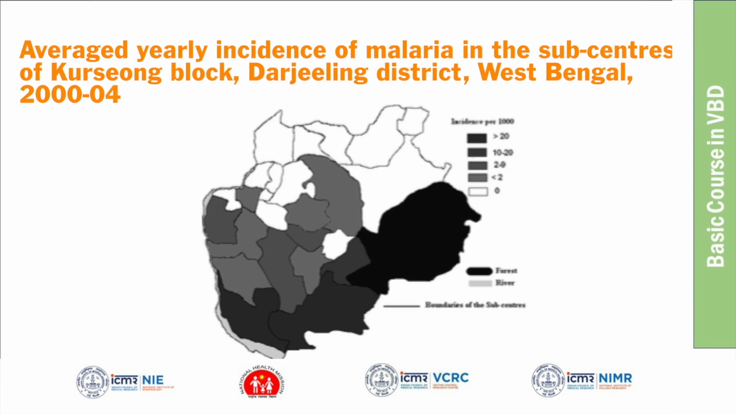The next use is the geographic distribution of the disease. We can see the locations where the number of cases is very high. Forest areas have more cases than the plain areas, and even the river areas have somewhat more cases. So we can plan our interventions based on this geographical distribution of the data.